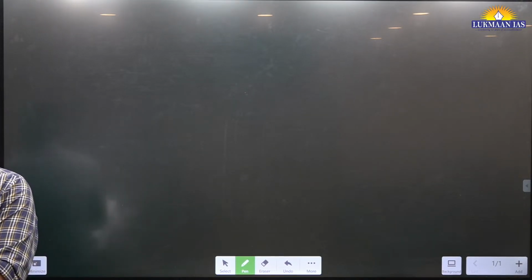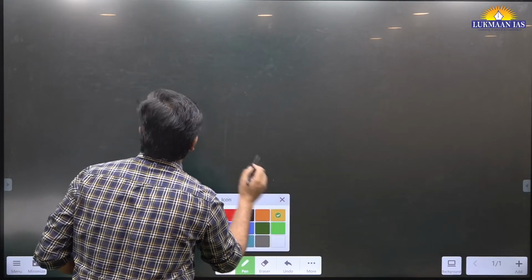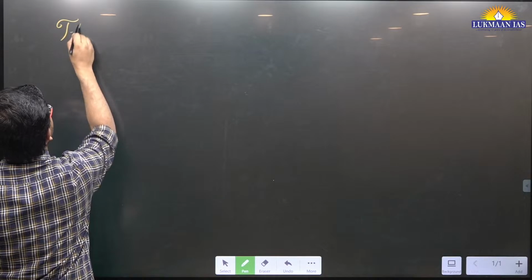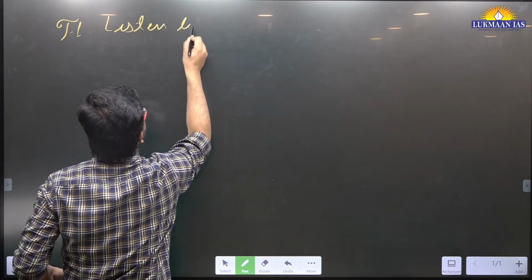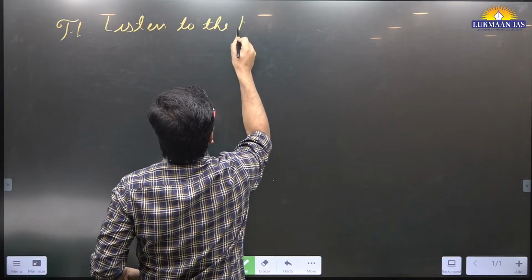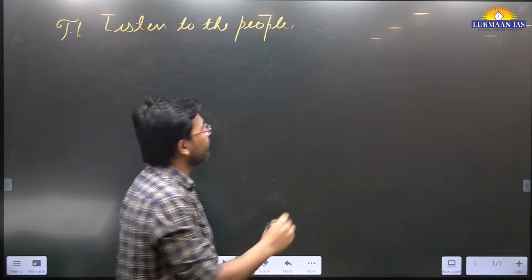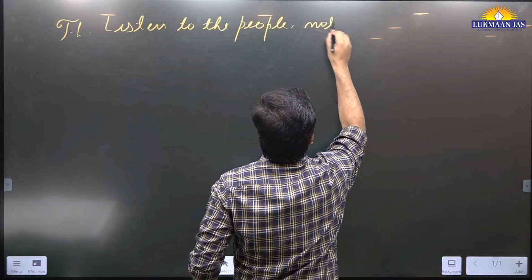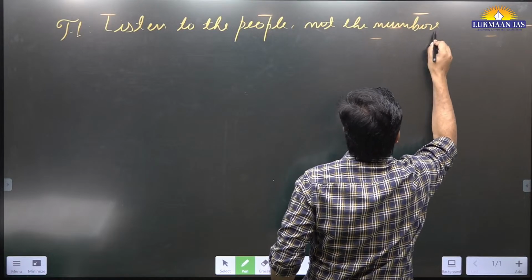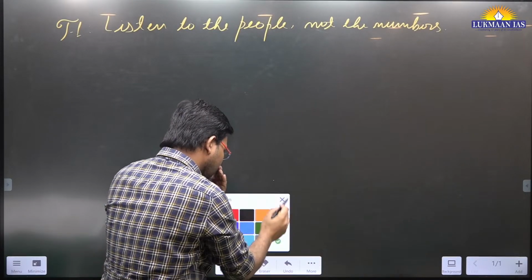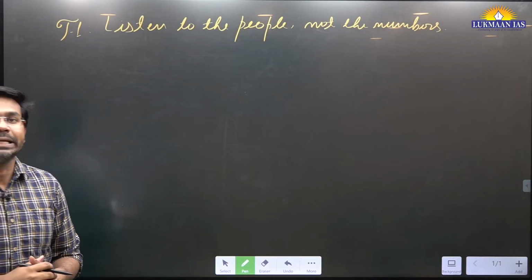Here, Listen to the People, Not the Numbers. This is the name of the article, topic 1. Listen to the people, not the numbers. So basically, to understand this, we need to understand about the Indian economy.